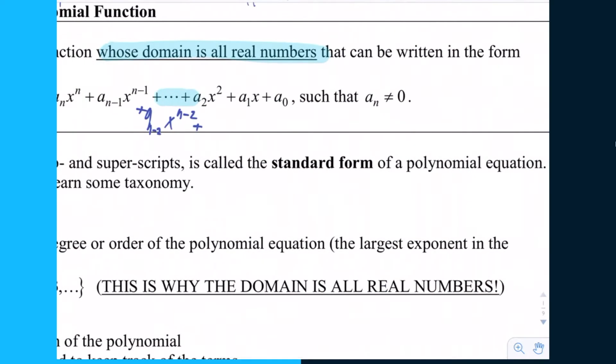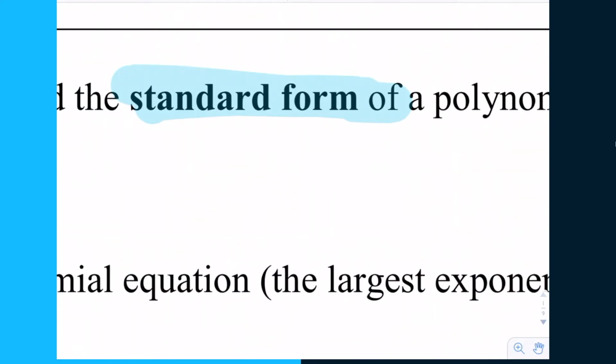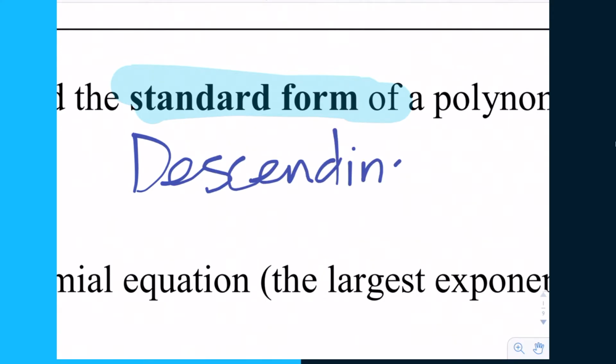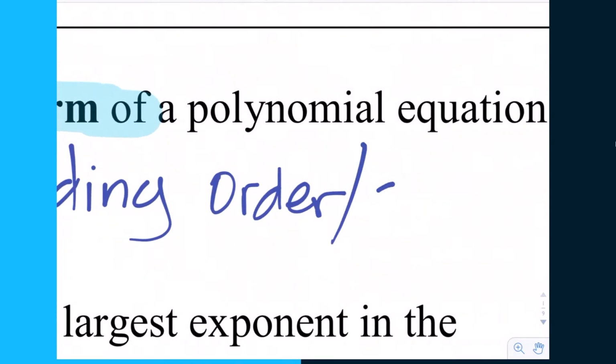Okay, cool. When it is written as we have been writing these, we call it standard form. And how have we been writing them? Tate, you said it. Descending order. Descending order. Or you could say descending degree, or you could say descending order of degree.